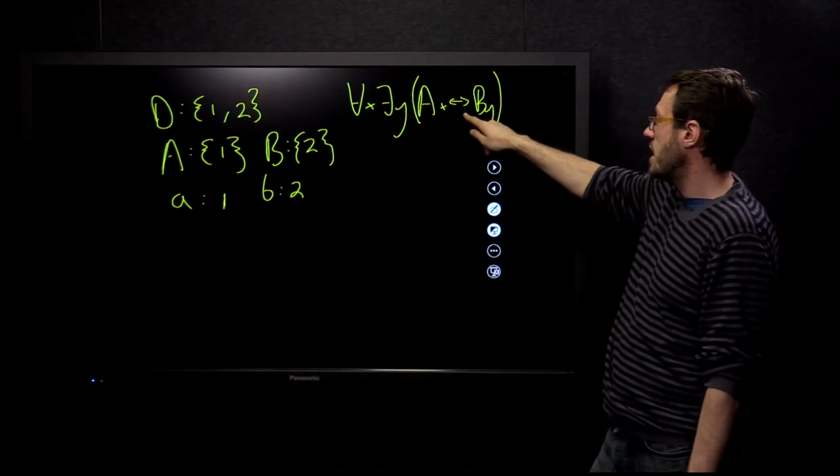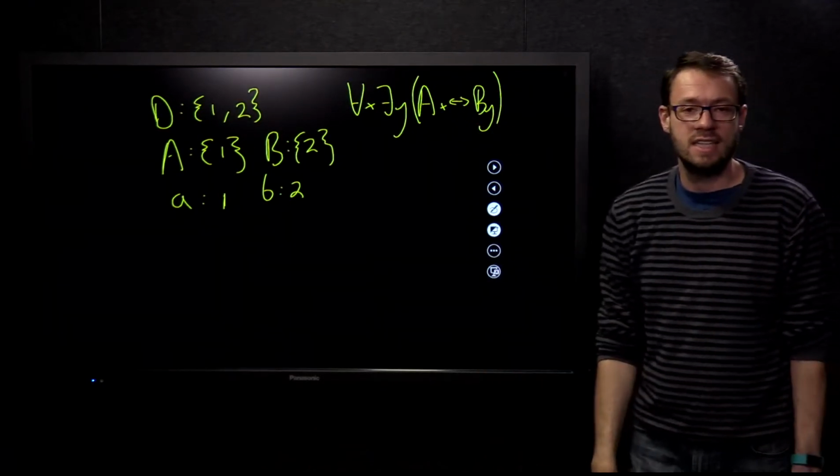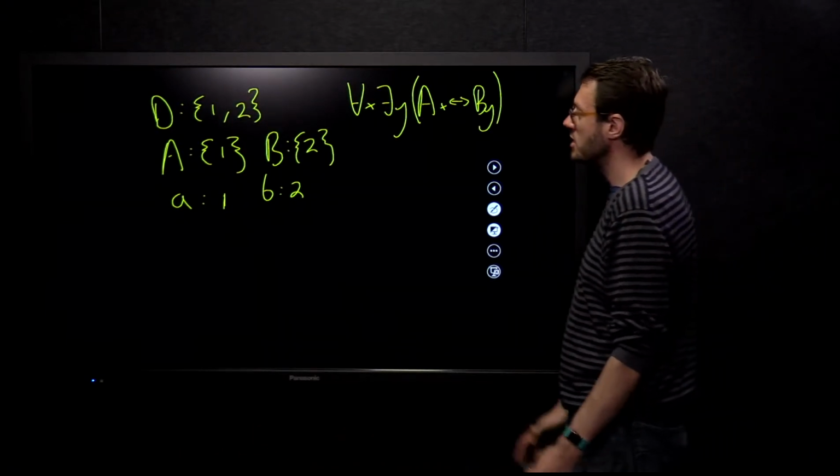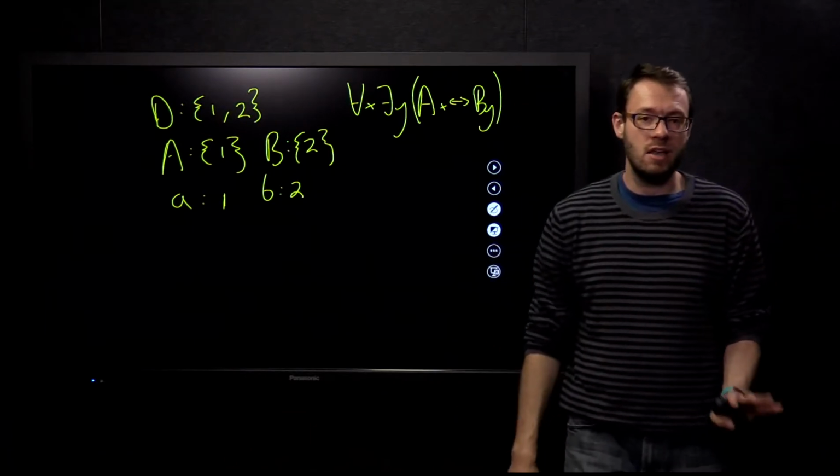Change this to be an existential, change this to be a biconditional, and then change that second slot to be a second predicate, B, instead of just A again. Okay, so now how do I evaluate this? Again, what's the sentence saying?